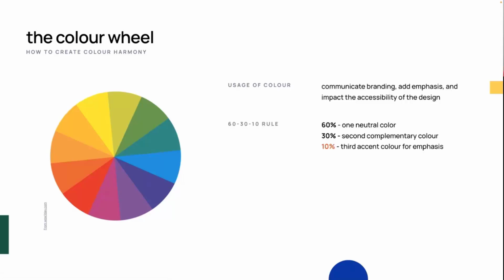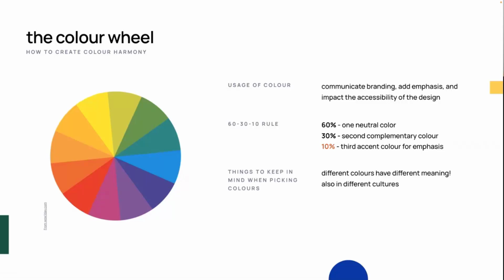Now, for example, I really like this rule. It's called the 60-30-10 rule. This means using 60% of one neutral color, 30% of a complementary color, and 10% for a third accent color. So for example, you can use the neutral color for the background, the second color for your text, and the third color for emphasis.